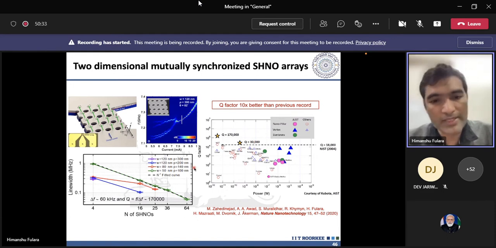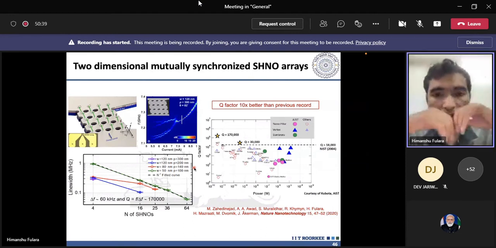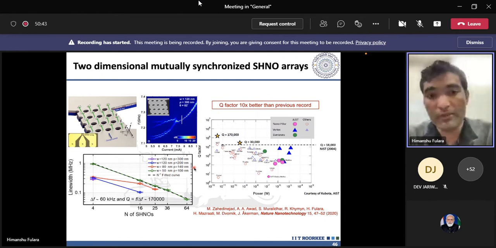What it means is that if you have a very high quality factor signal, then your signal coherency is very, very good. And that is what you need when you want to use these oscillators for practical applications. You need a very high quality signal, and when I say high quality signal, I mean a highly coherent signal. Also you need very high power.